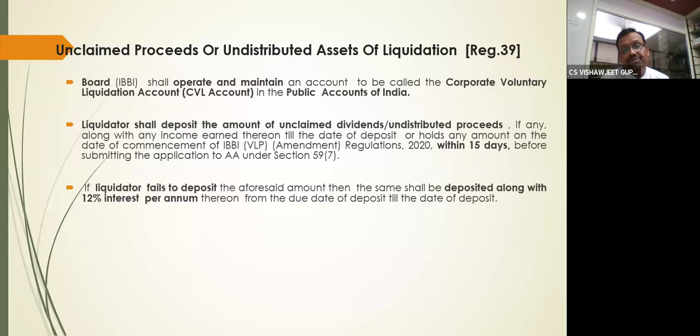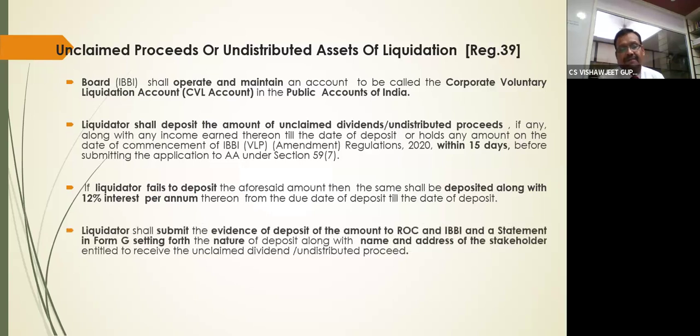If the liquidator fails to deposit these amounts, then the same shall be deposited along with 12% interest per annum from the due date till the date of deposit. So 12% rate of interest, who will pay? Definitely the liquidator will pay, because these are unclaimed dividends and undistributed proceeds. There is nothing else left with the liquidator. So the liquidator will have to pay 12% interest per annum from his own pocket.